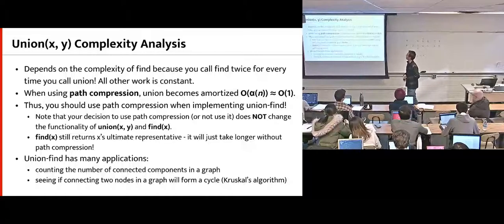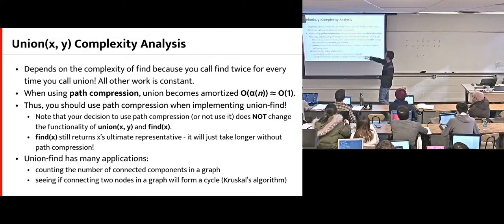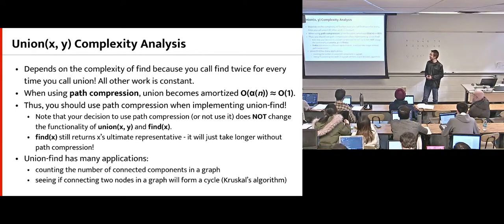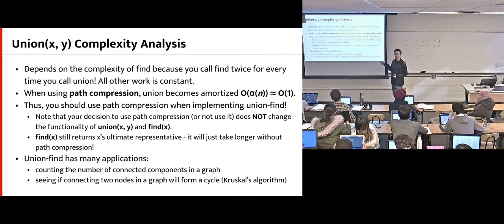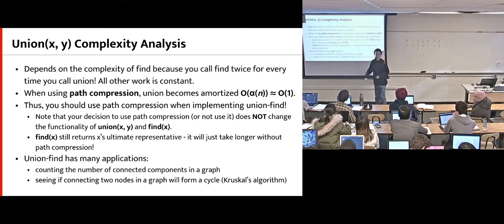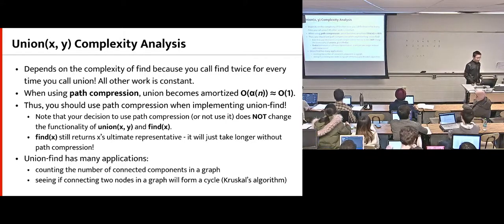First time using this, but path compression is faster. All right. Union find has many applications. Kruskal's algorithm we'll learn later on after the midterm. But one thing we can do is count the number of components in the graph. And that is what Lab 4 is.